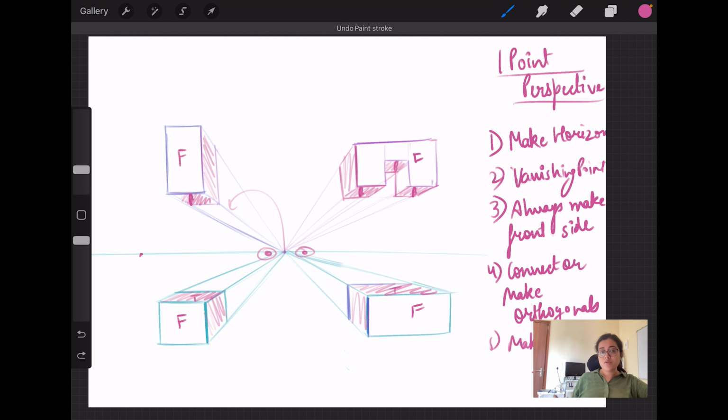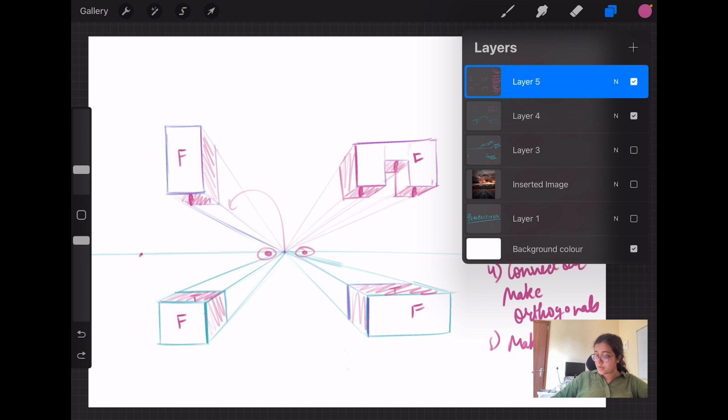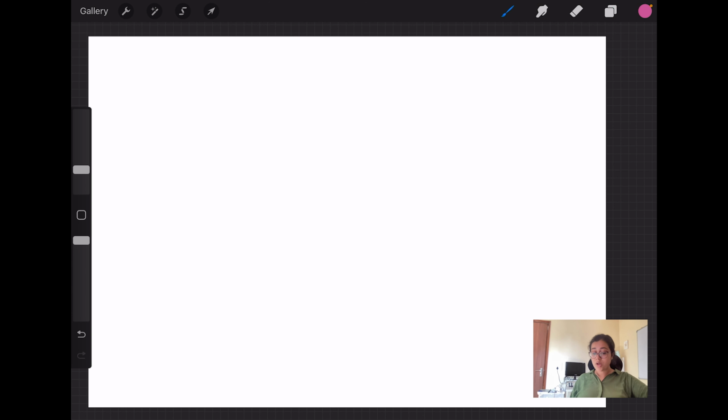So just practice it and let me know how you go with it, and ask if you have any questions. And there is one more thing. If you really want to speed up the process of learning one point perspective, you can do this exercise. This is a very good exercise which you can do. You have to make things in space.